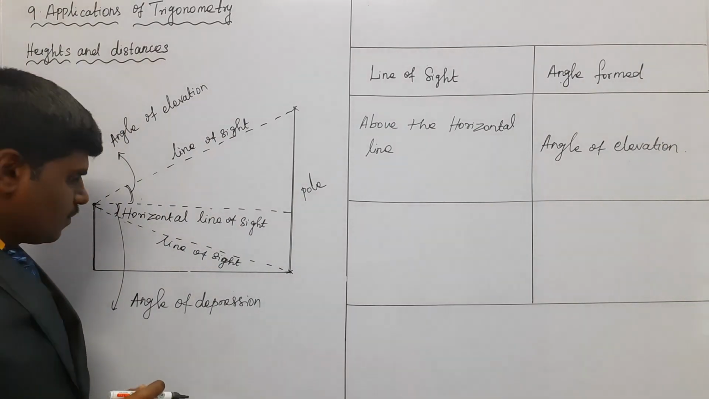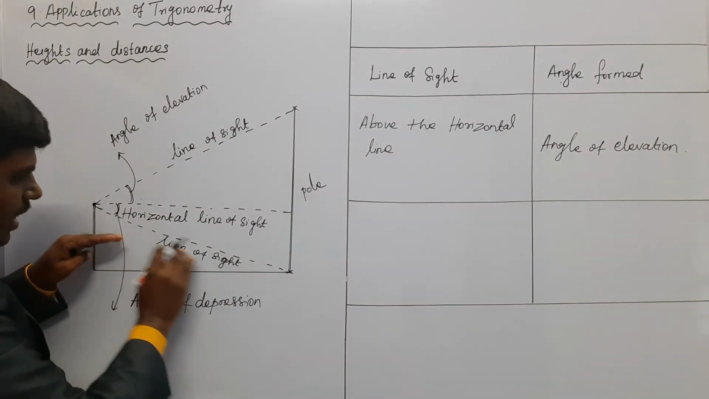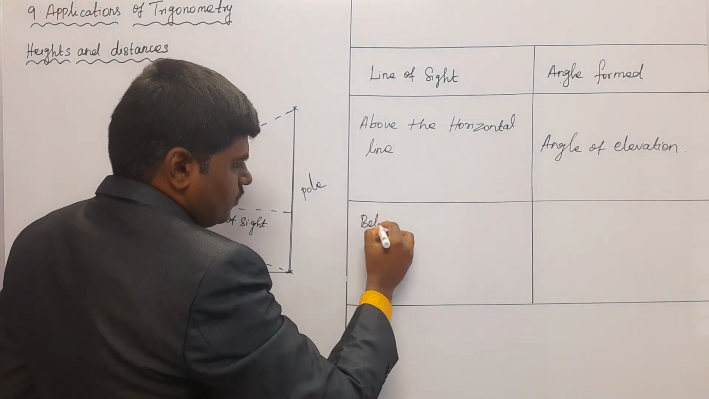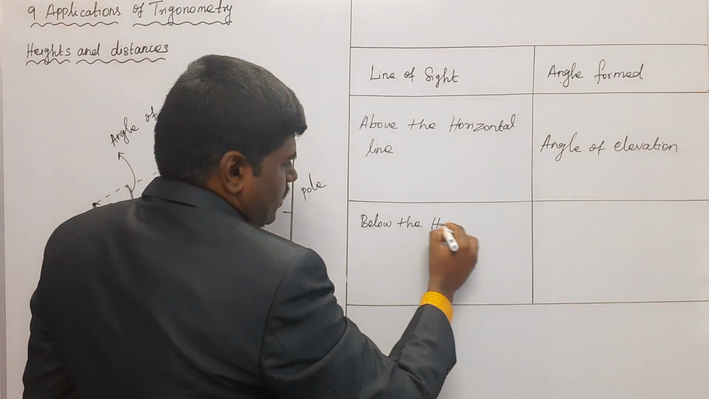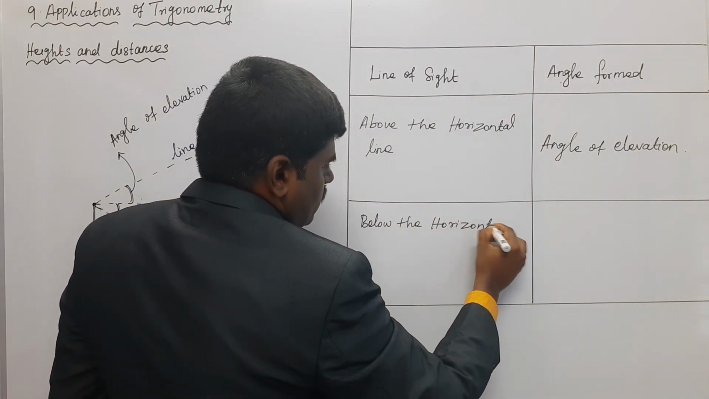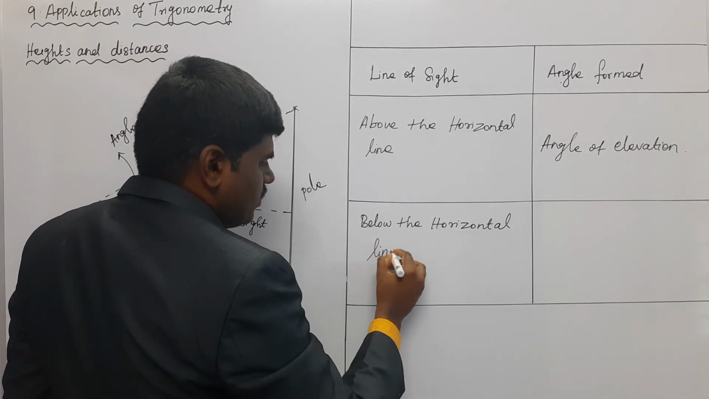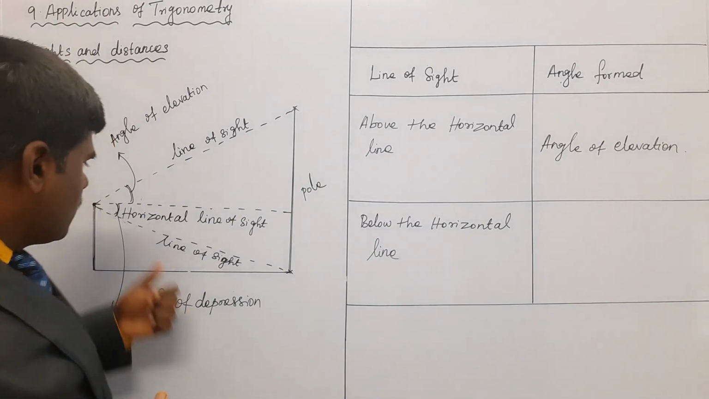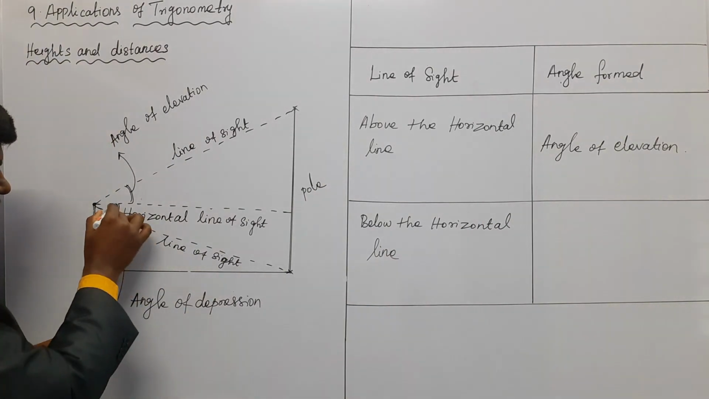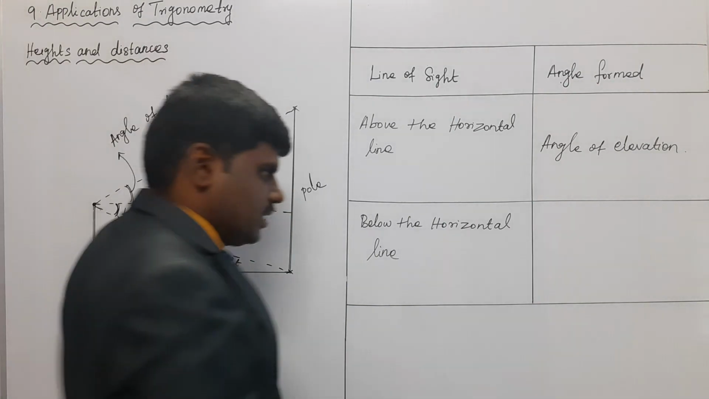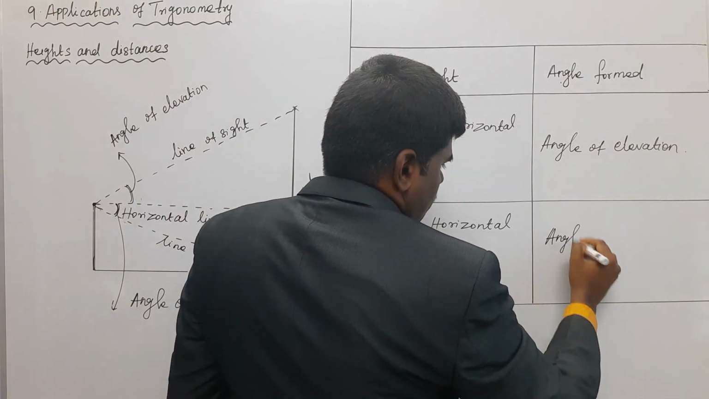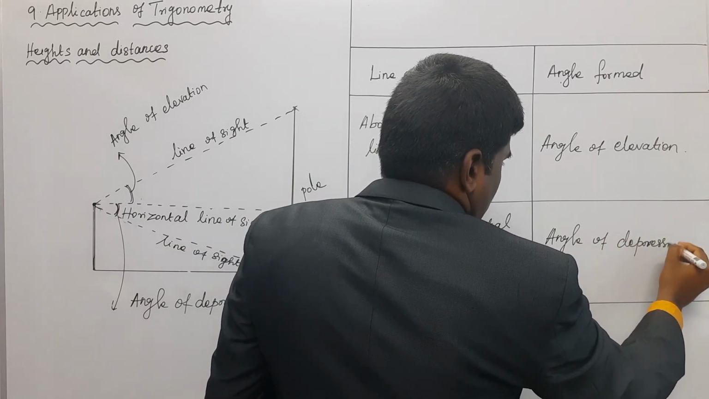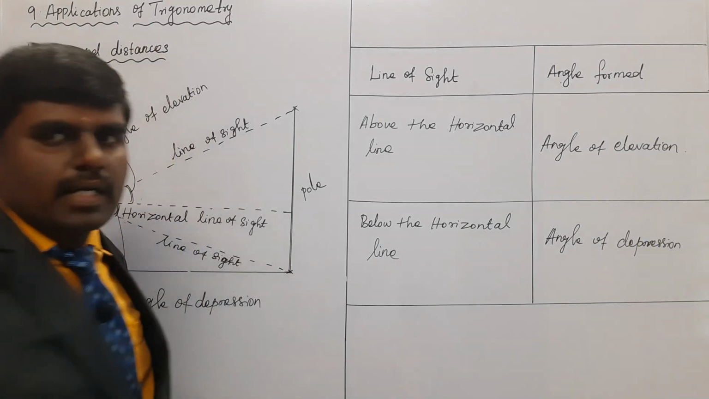Next, in the same way, the line of sight below the horizontal line. Is that clear? What angle is formed? That particular angle is called the angle of depression.